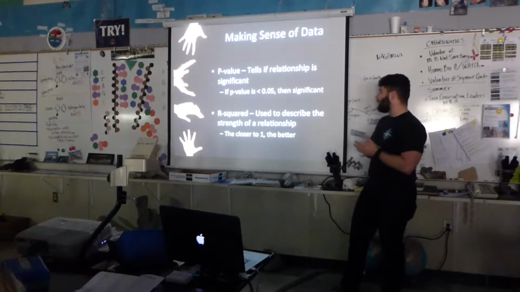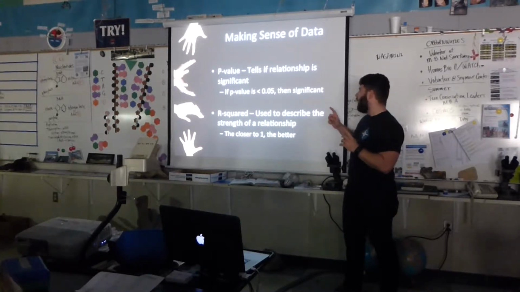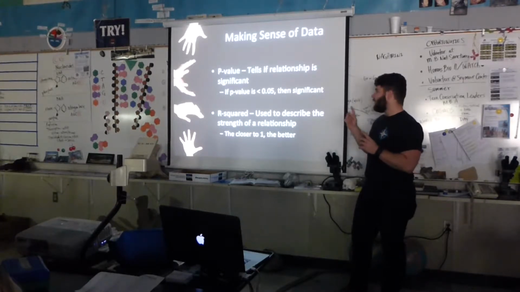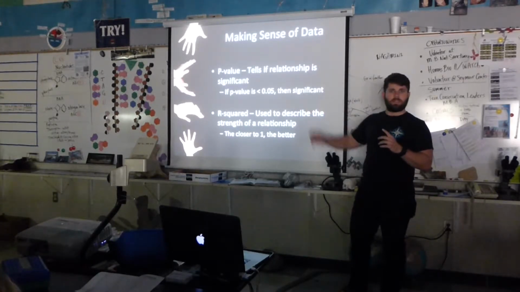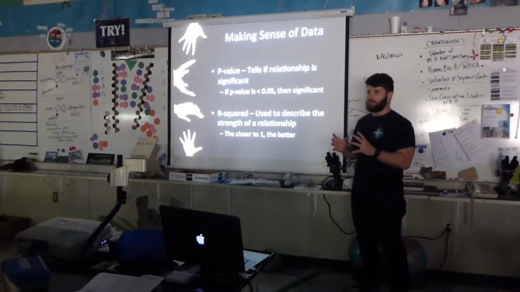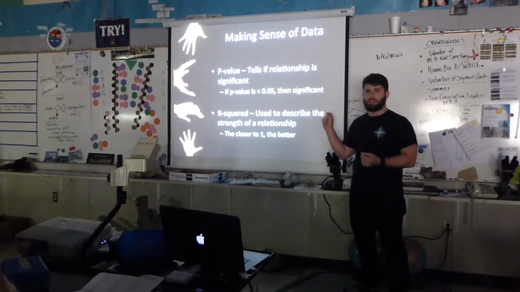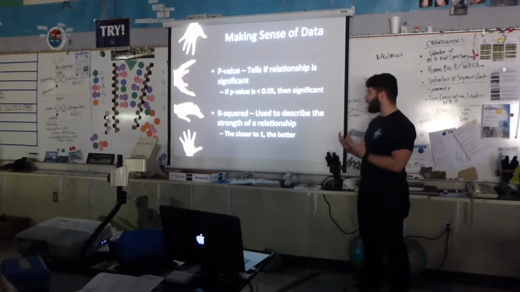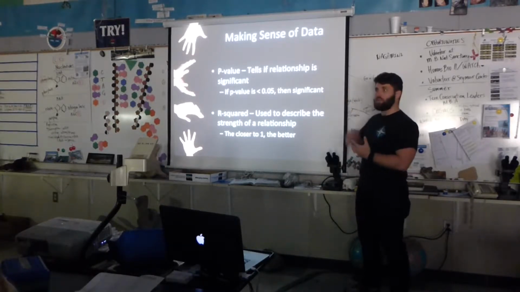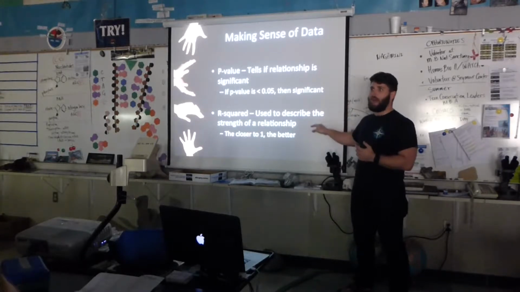Okay? And then when you're doing regressions and correlations, R squared is a value used to describe the strength of the relationship. How well does that line that you add to your regression fit the data? That's an indicator of the strength of the significance. Because you can have something that's significant, and then the R squared is crap.